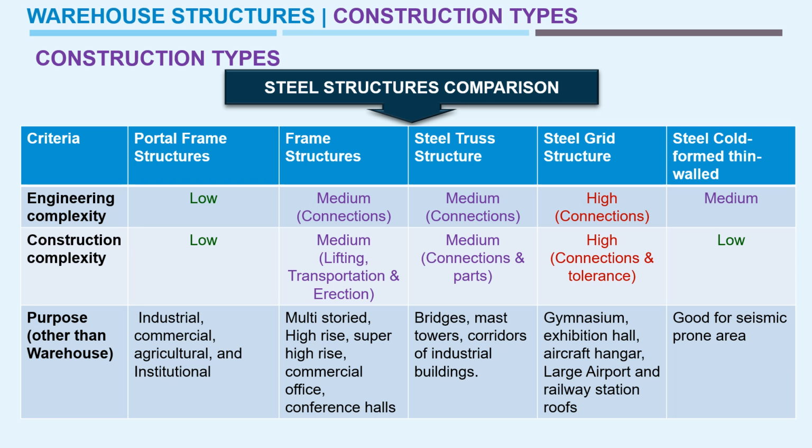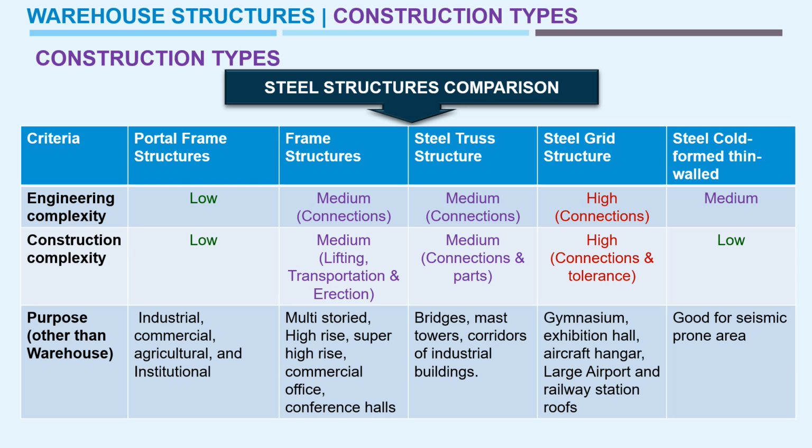And construction complexity, portal frame is very simple. We need to erect all the main columns and connect the rafters, then the ties which are required, and after that we can fix the cladding or roofing. Those can be connected using purlins and side rails. So the complexity is less, I can say, for construction of portal frames.